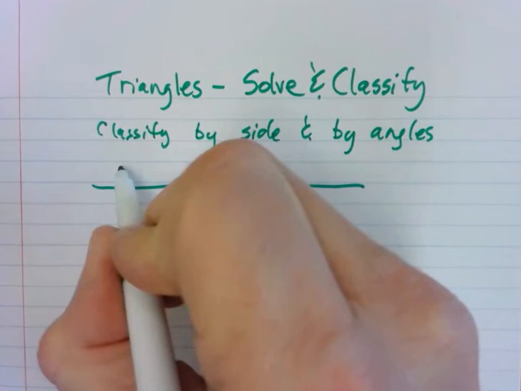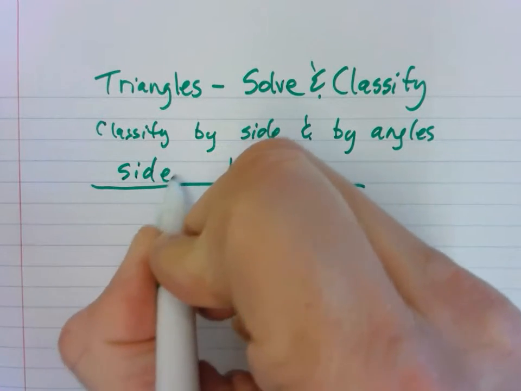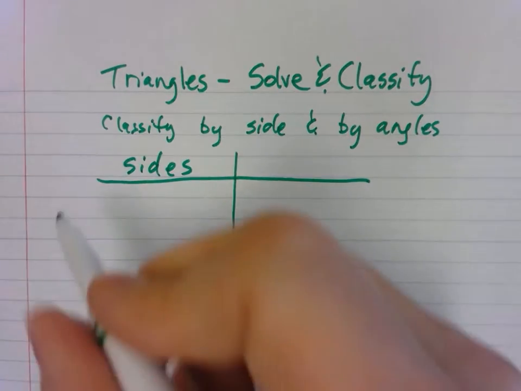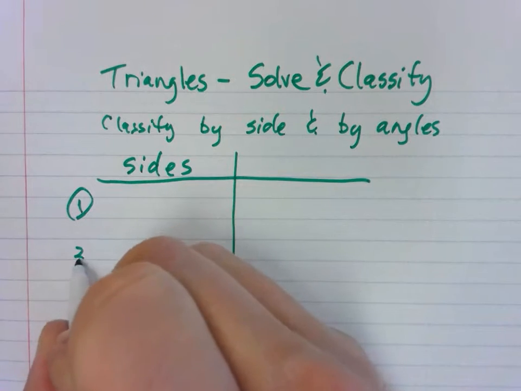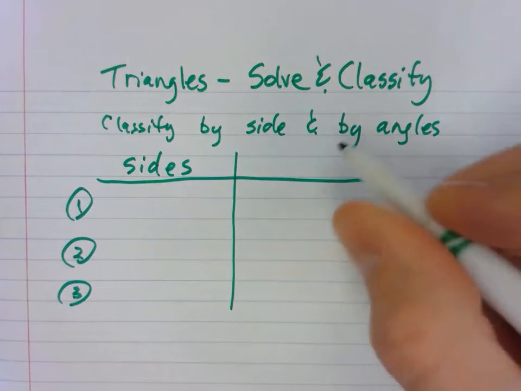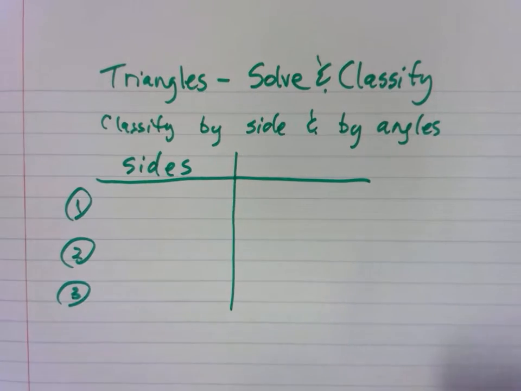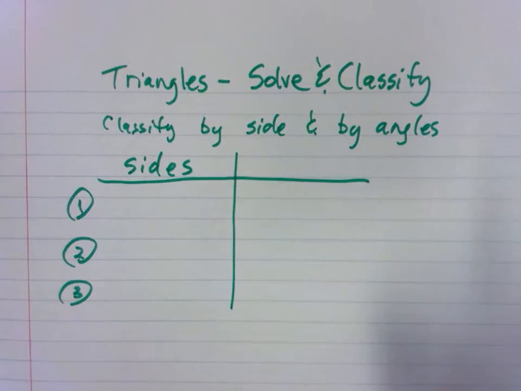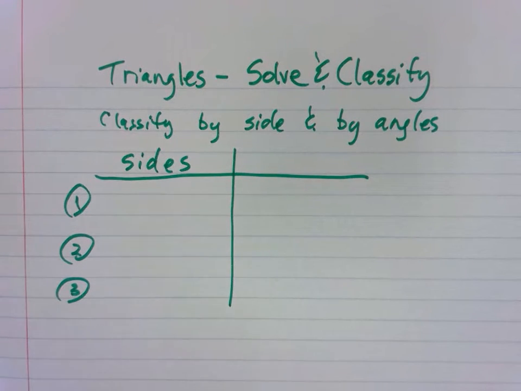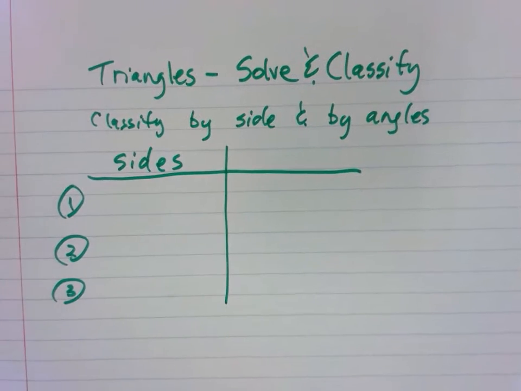Let's talk about sides first. We got 3 ways there: 1, 2, 3. We also got 3 ways to do angles too. So you can pick one choice out of the side column and one choice out of the angle column when you classify them. So let's see what we got sidewise.